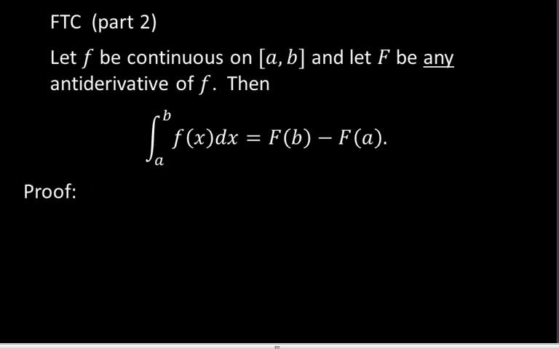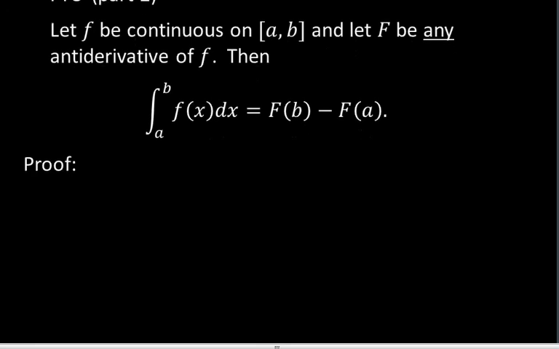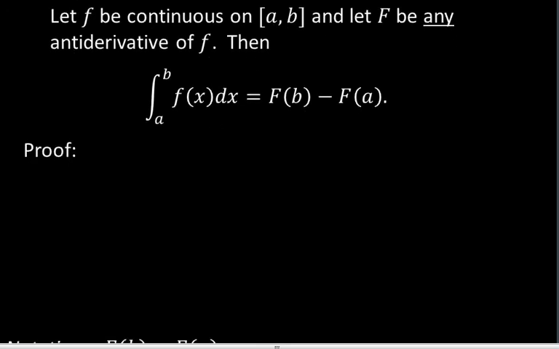The fundamental theorem has two parts to it. This is the second part. Let f be continuous on the closed interval [a, b], and let capital F be any antiderivative of f, not necessarily the area function, but any antiderivative. In that case, the integral from a to b can always be calculated by just plugging in the upper limit into the antiderivative and subtracting that function evaluated at a. This, by the way, is also written as capital F of x evaluated from a to b. It's another way of writing F of b minus F of a.